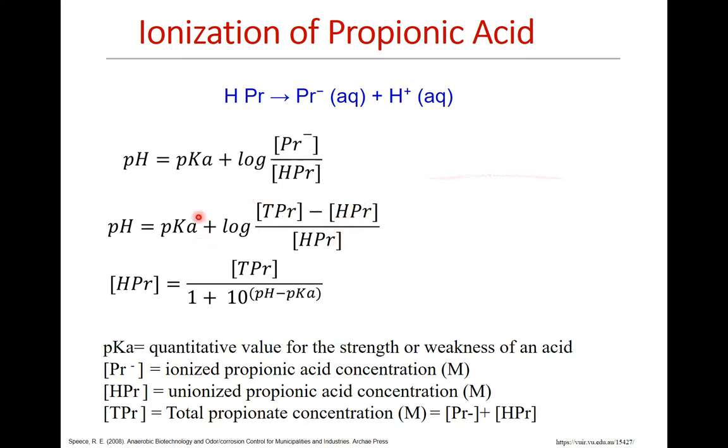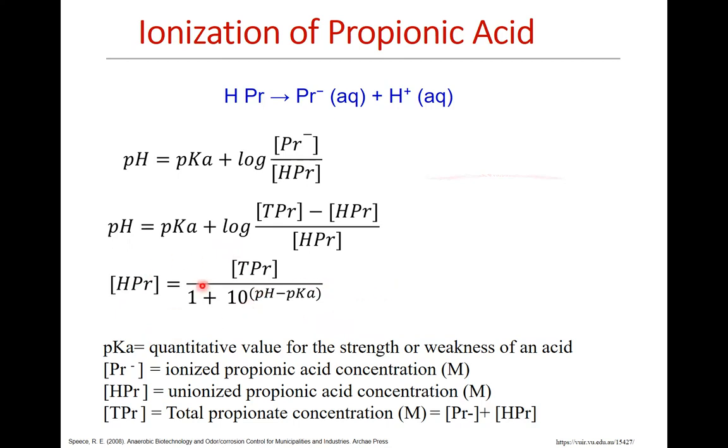So this equation can be written as Pr minus is equal to the total propionate minus the unionized form of propionic acid, divided by the unionized form of propionic acid. After simplification, we get to this equation. Here, TPr is the total propionate inside the digester, and the total propionate is equal to the ionized propionic acid plus the unionized form of propionic acid. So with that, we can have this kind of equation.